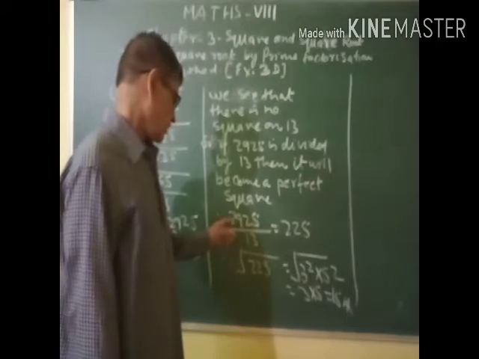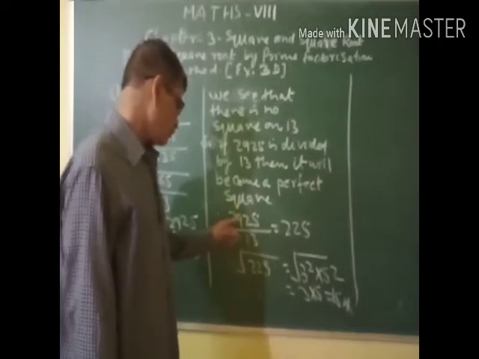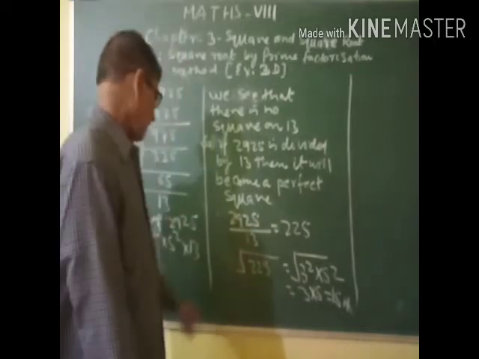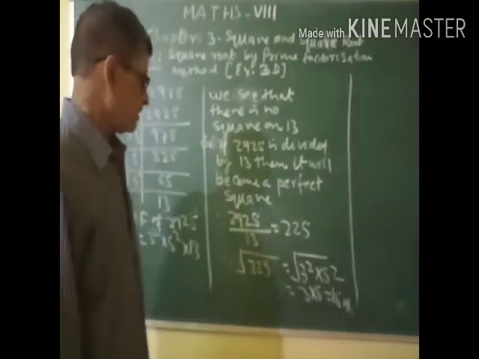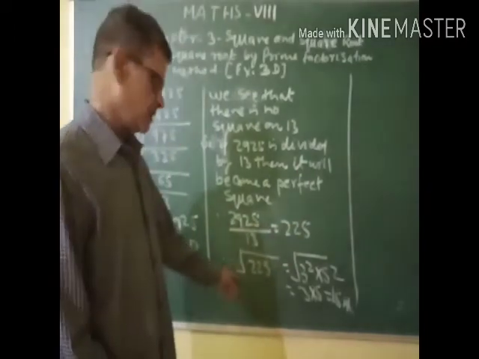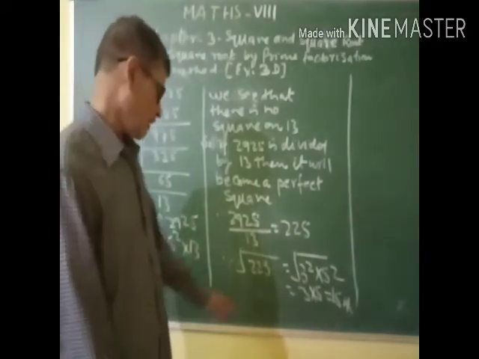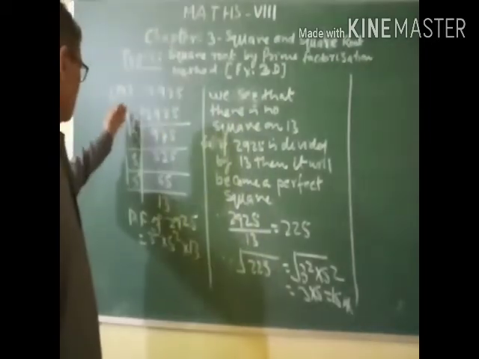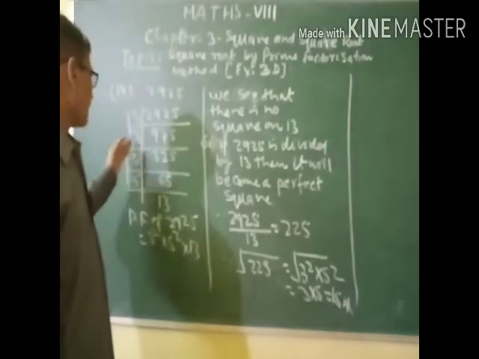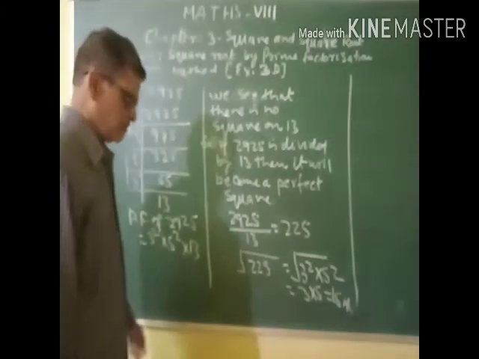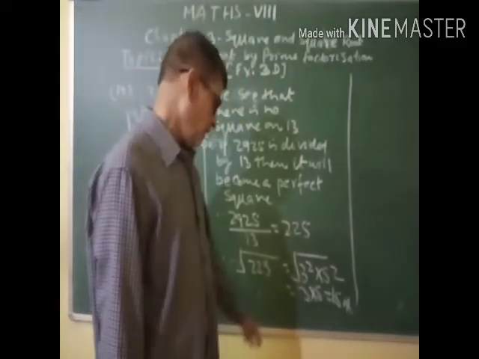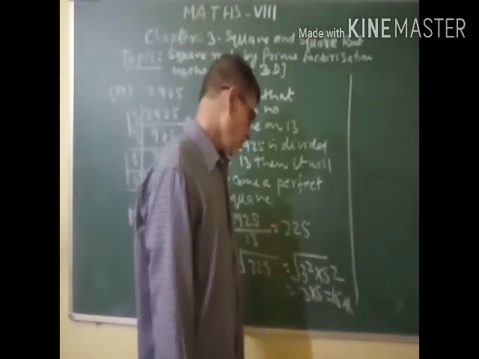Thus the required number is 13. 2925 divided by 13 gives 225. Therefore, you can find the square root of 225. 225 is 5 into 5 into 9, so 25 into 9 is 225. Certainly, the square root will be 3 into 5, that is 15.